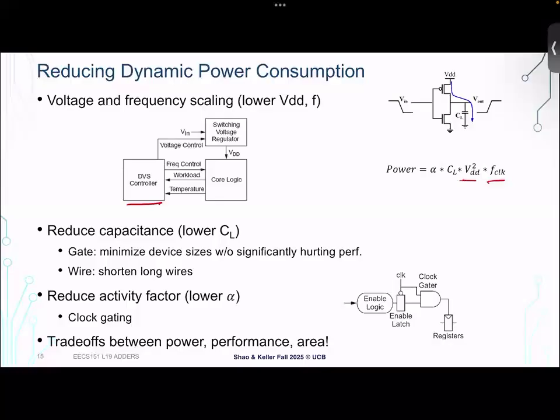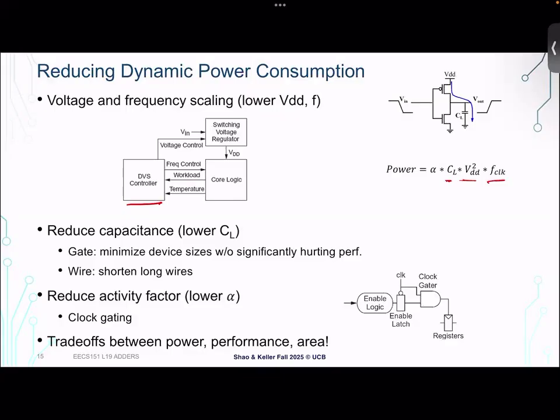The second knob that we have is to reduce the capacitance. That's CL, right? So you can reduce capacitance by making gates smaller. In all of the previous examples, we looked at how making gates bigger tends to make them faster, right? So that's another design time performance power trade-off, where smaller gates will have less capacitance to drive and will consume less energy. Long wires can be shortened in order to reduce the capacitance of those wires.